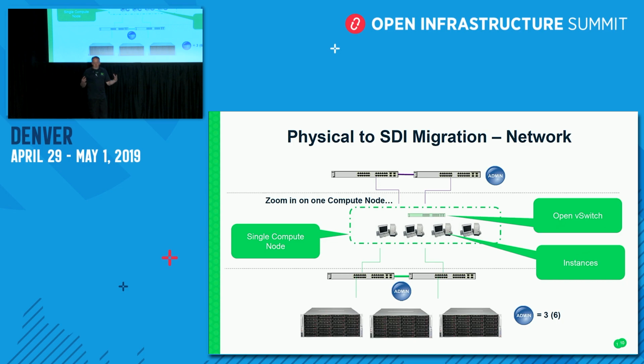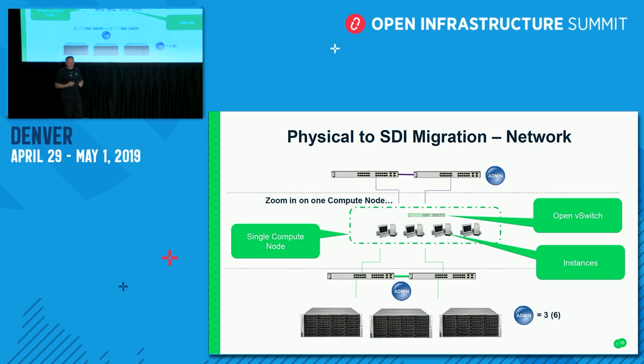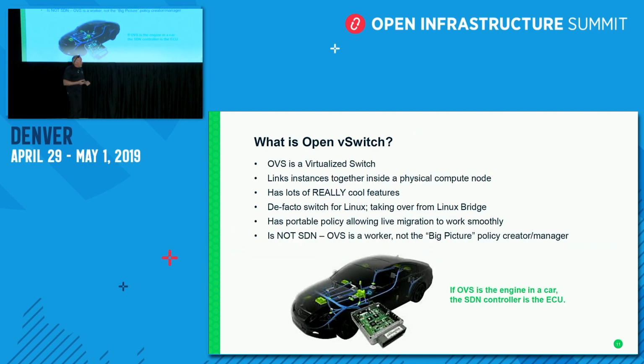These need to talk to each other somehow. If you've got east-west traffic that's happening just within that one node, that Open vSwitch provides you with potentially faster than line rate communication across these devices or between these instances. So let's take a look at what Open vSwitch really is. First of all, it is a virtualized switch.